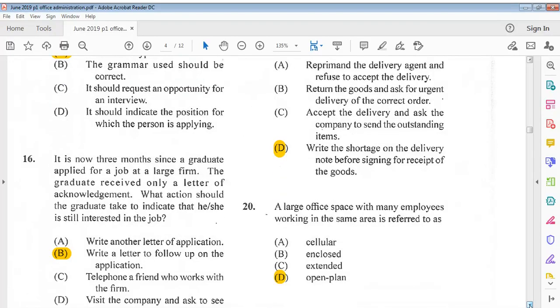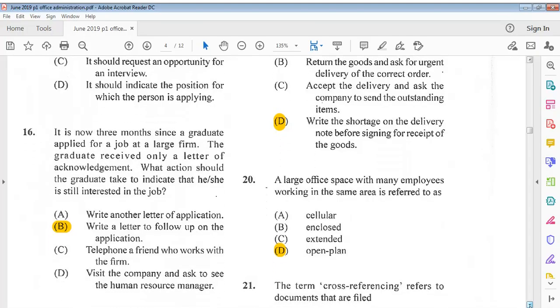So let's move on to question number 16. It is now 3 months since a graduate applied for a job at a large firm. The graduate received only a letter of acknowledgement. What action should the graduate take to indicate that he or she is still interested in the job? A, write another letter of application. B, write a letter to follow up on the application. C, telephone a friend who works with the firm. Or D, visit the company and ask to see the human resource manager.